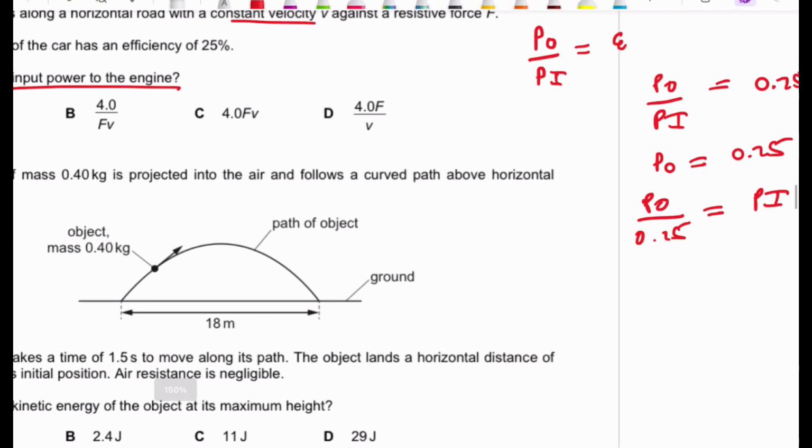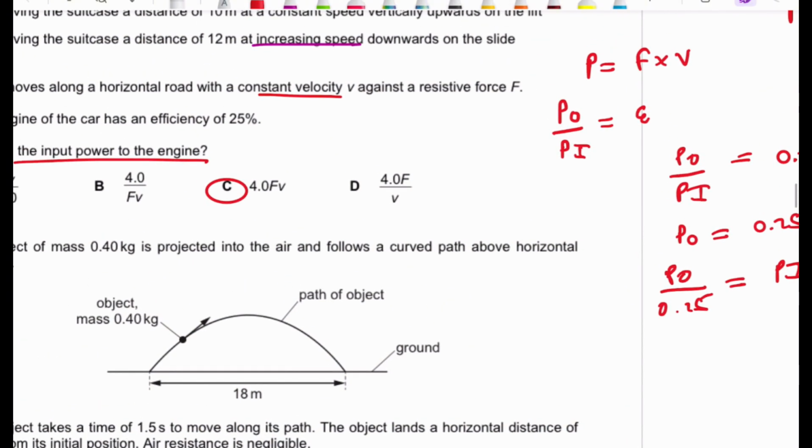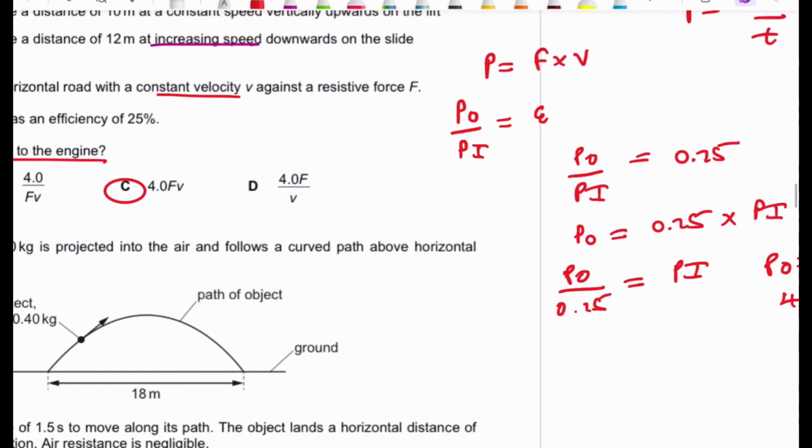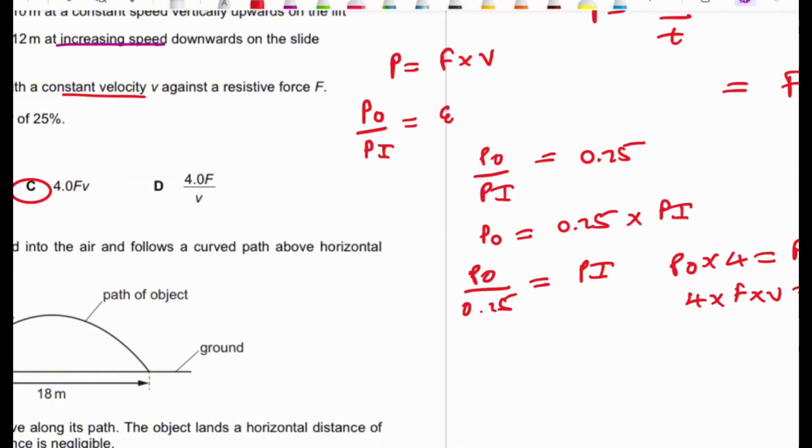Which is C. So basically what you're doing is you're moving at a constant velocity against a resistive force. So the power output is for you to overcome that resistive force. How do you find it? It is your force times your velocity V. So your input power will basically be your power output multiplied by 4.